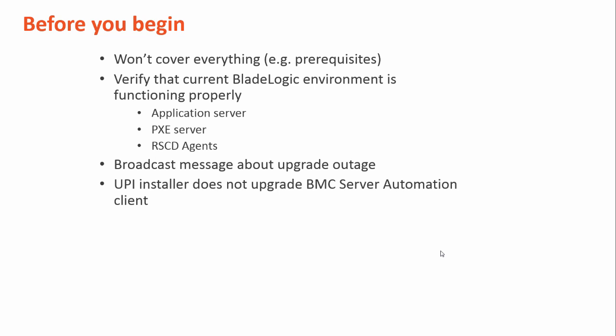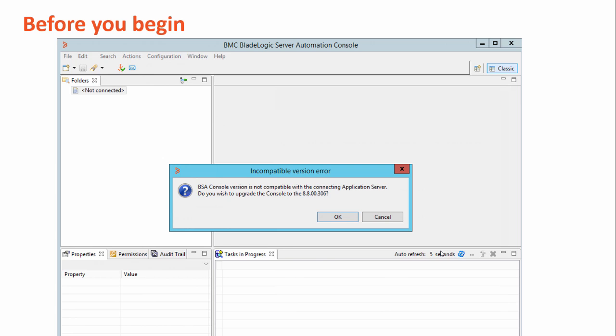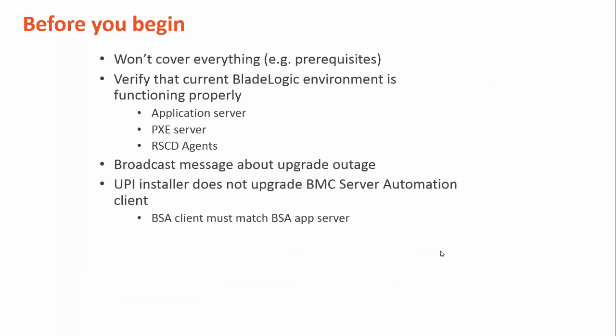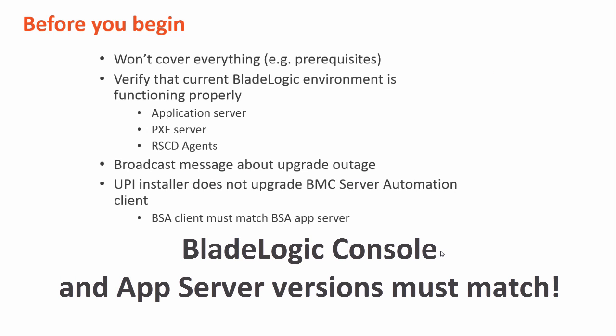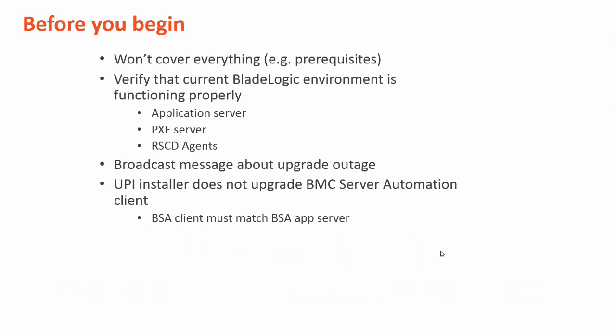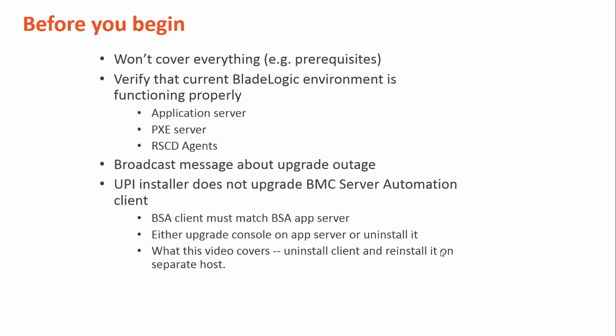Finally, the installer does not upgrade the BMC Server Automation console running on the application server host. If you run the console after the upgrade, you see the following error. You absolutely 100% must run the same version of the server with the console. So you have a fundamental choice here. You must either manually upgrade the console or you must uninstall it. We're going to follow our own BMC recommendation, and we're going to uninstall the BladeLogic console from the server host and then install it on a different host.